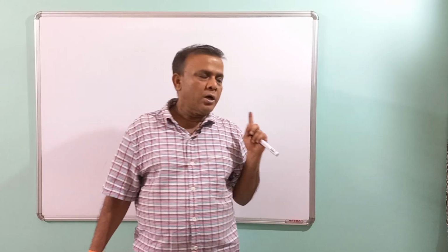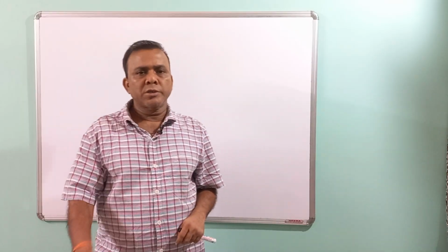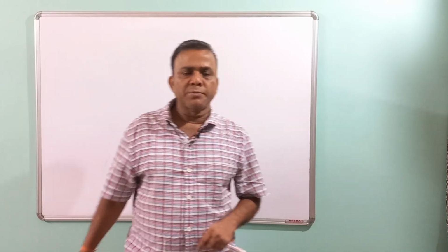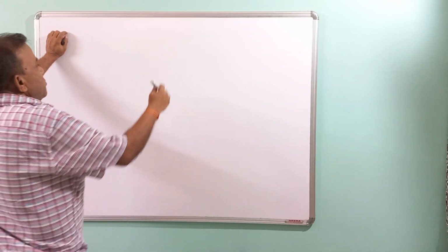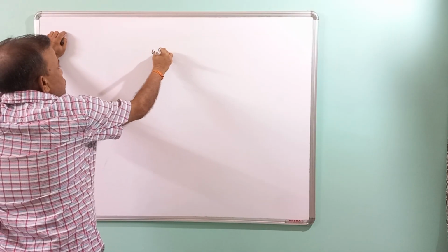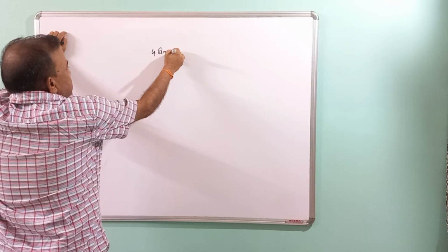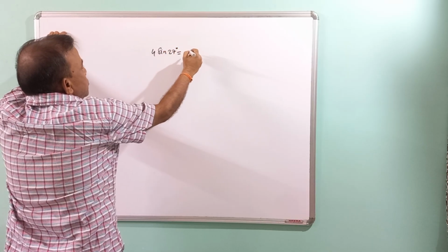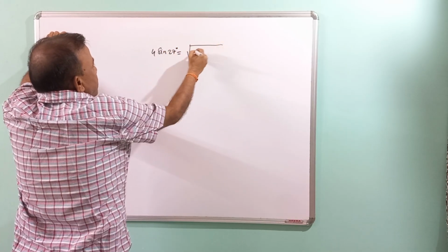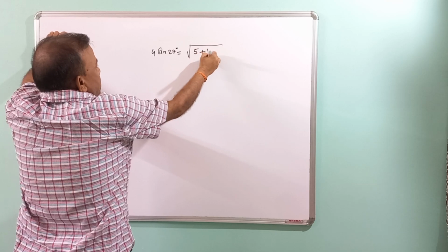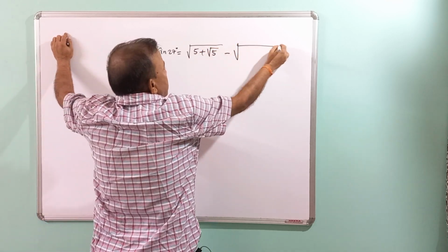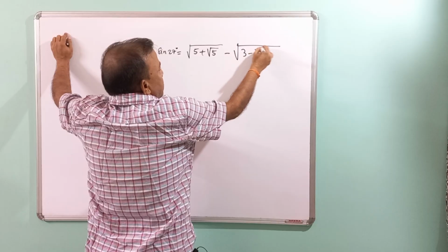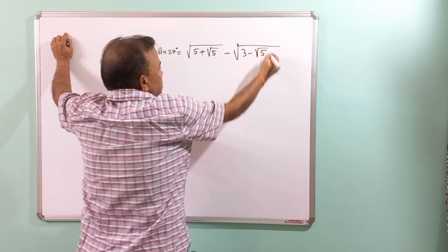Okay. Now we are going to discuss a trigonometry related chapter, submultiple angle. The problem is prove that 4 sine 27 degree equal to root over of 5 plus root 5 minus root over of 3 minus root 5. Okay.